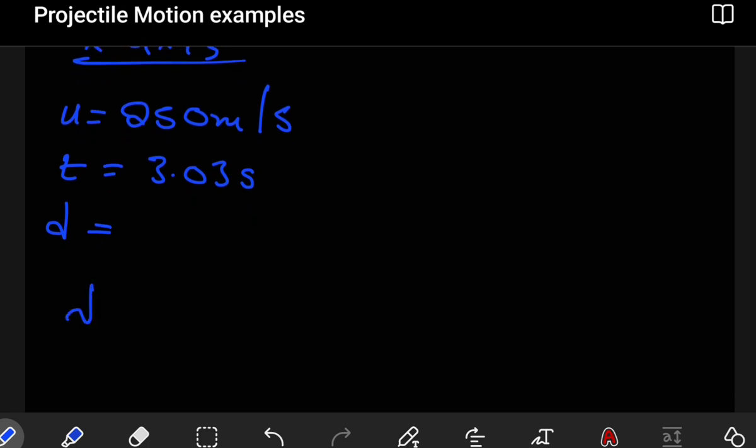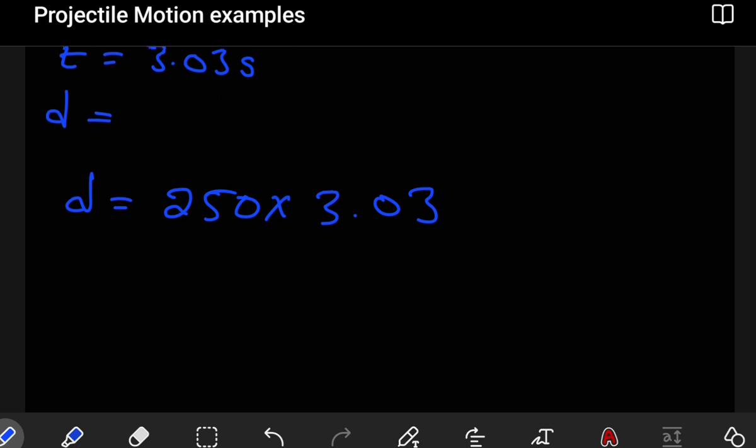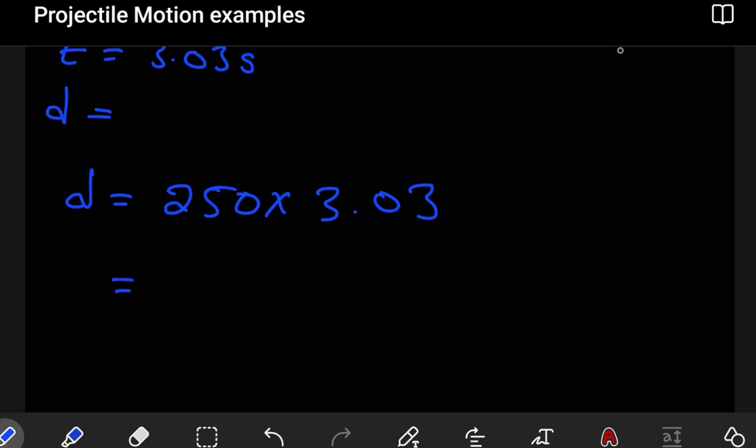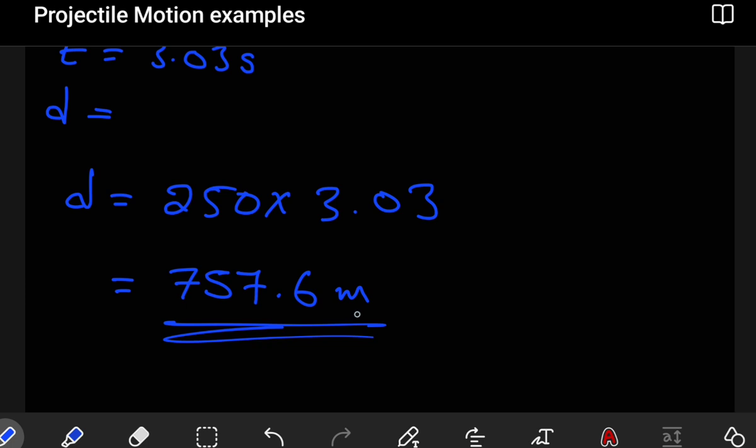So that, like before, speed is equal to distance over time. So that distance will be equal to speed, 250, times time, 3.03. This comes to give us 757.6 meters away. So that would be the horizontal distance.